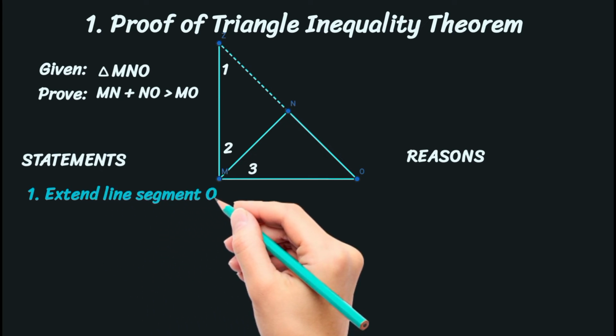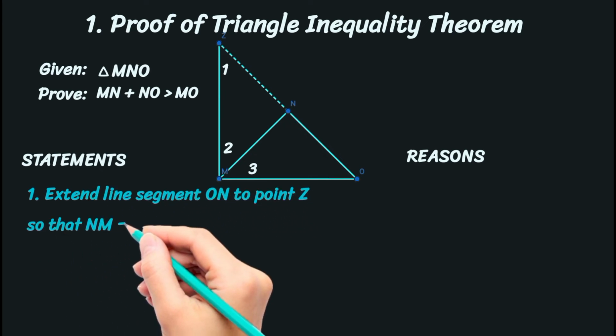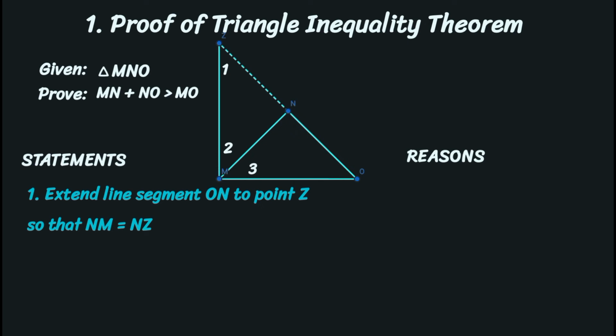1. Extend line segment ON to point Z so that NM equals NZ. Take a look at the illustration and notice the line segment ON extending to the point Z. We can form a new line segment NZ. That's why NM equals NZ.